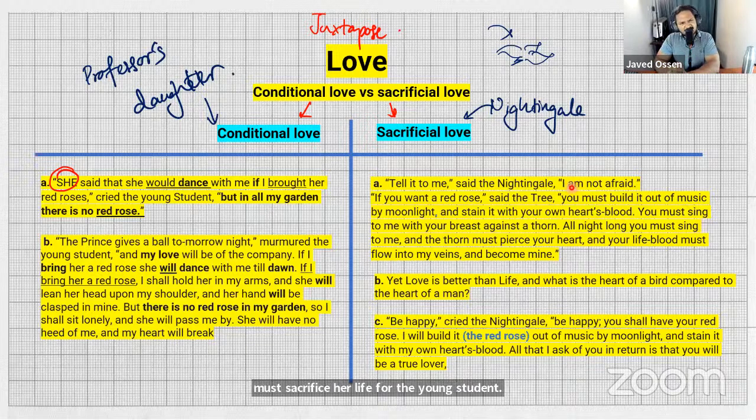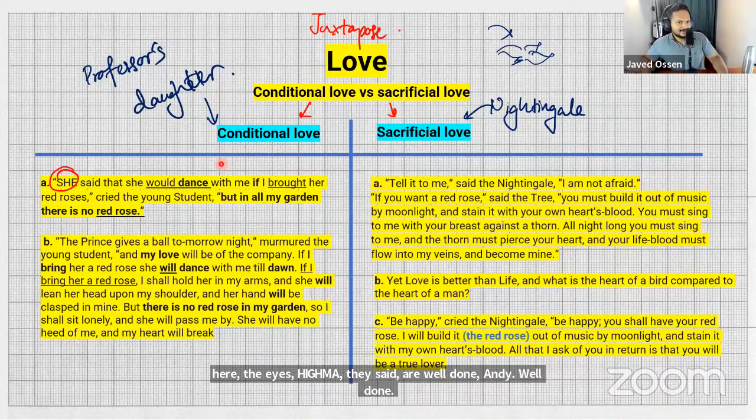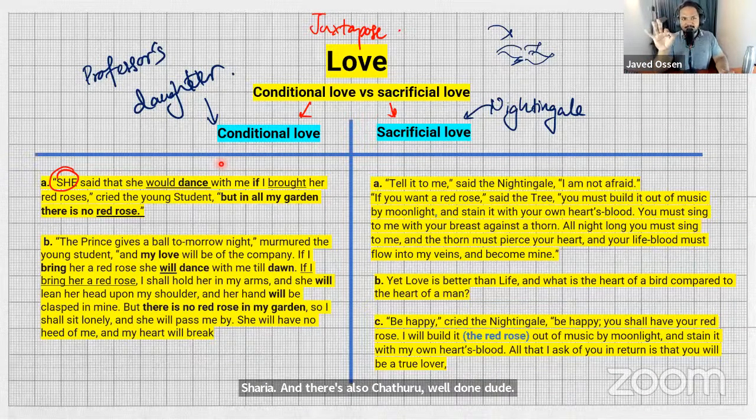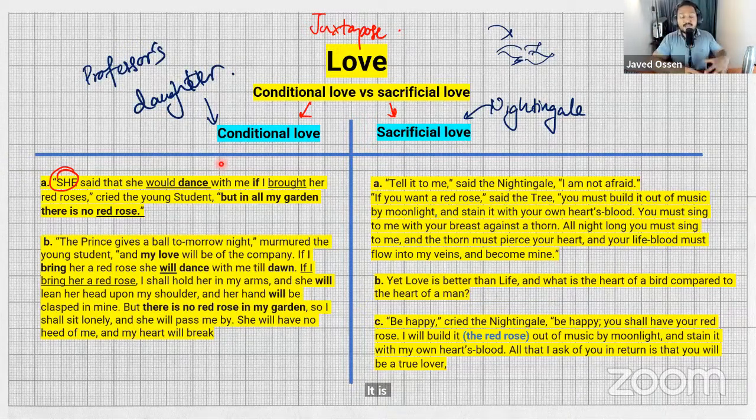Another character in our syllabus who sacrificed her life, her weight, her feathers. What's that character? You might remember there was Sue. Geniuses you guys are. Well done, Nangi. Well done, Sharia, Shaira. And there's also Chaturuan. Well done, dude. It is Sue in Twilight of a Crane. In Twilight of a Crane, Sue sacrificed her weight to make a cloth called Senba Ori.